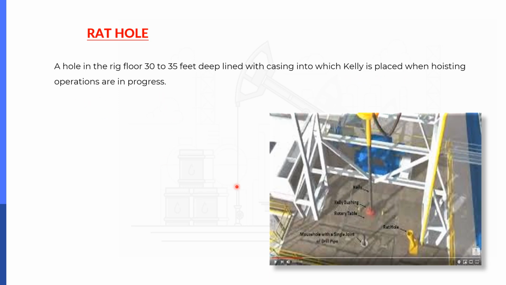So when we are using a Kelly drive rig, we will have a rat hole, because at the time of hoisting we place the Kelly in the rat hole. If our rig is a top drive rig, in that situation we don't even need the rat hole, we will only have the mouse hole. The rat hole is used in the Kelly drive rig, but if we have a top drive rig, we don't need the rat hole, we will have only the mouse hole.